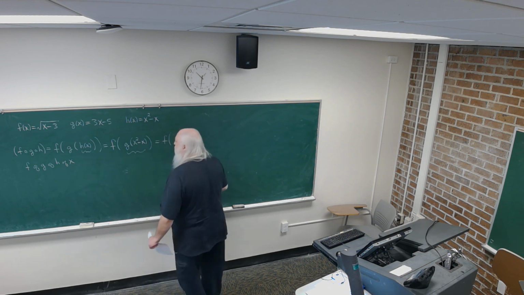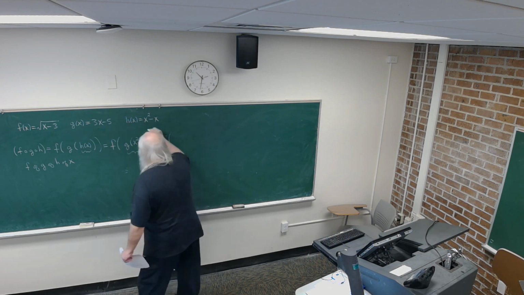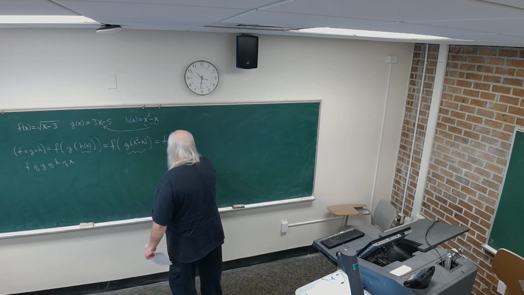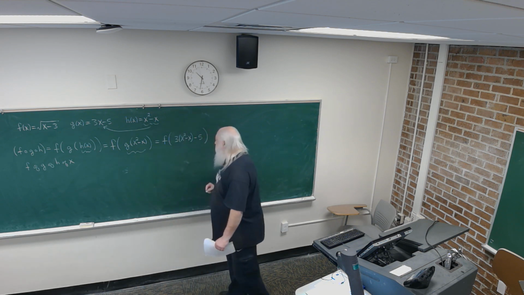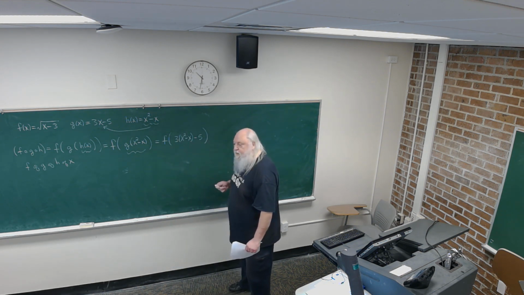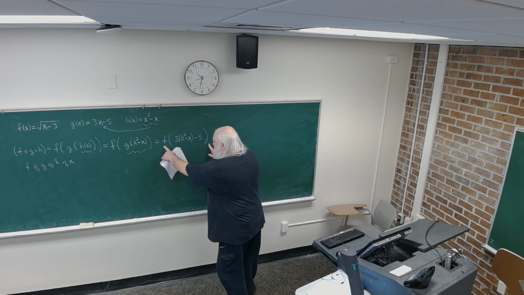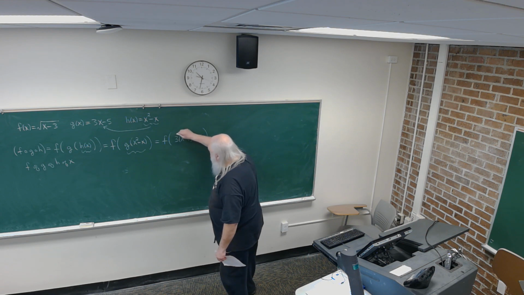Now you got to be really careful here. We're going to take x squared minus x and put it in for x over here, right? And so we're going to have 3 times x squared minus x, minus 5. Okay. We have 2 left-hand parentheses, 2 right-hand parentheses. These 2 outer ones go with the function f, and then this one goes with g of x squared minus x. So now we can distribute the 3 inside.